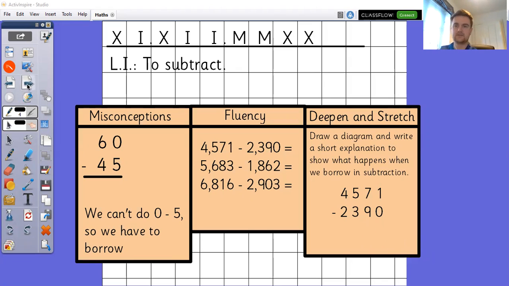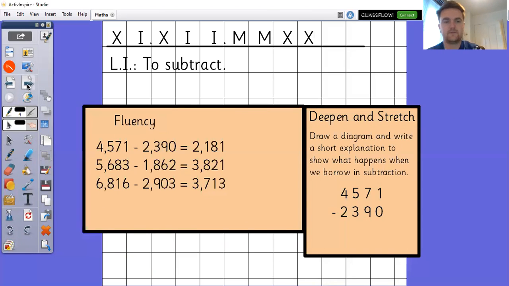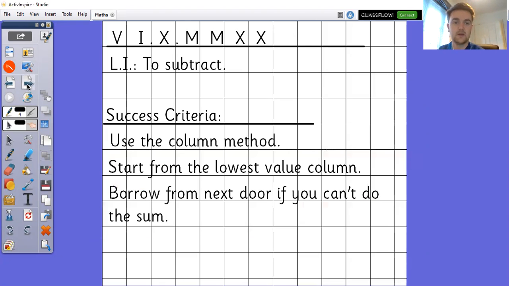Okay, let's have a look and see. So 4,571 take away 2,390 is 2,181. 5,683 take away 1,862 is 3,821. And 6,816 take away 2,903 is the same as 3,713. Hopefully with your deepen and stretch you managed to give a really concise explanation, and please send them over to me. I would love to see them and possibly use them in the classroom as well.